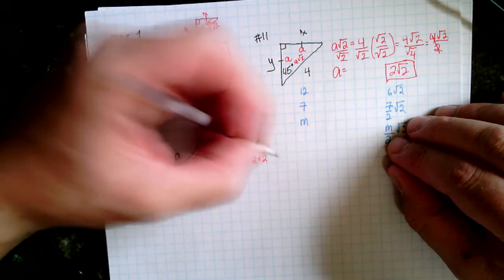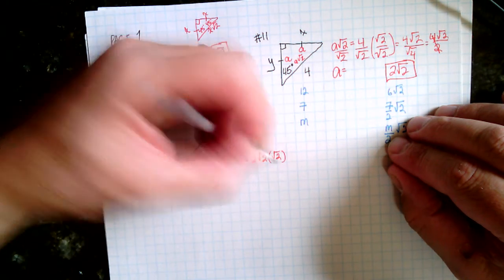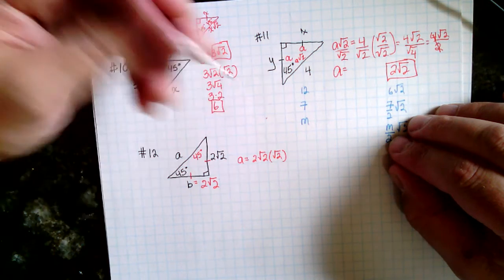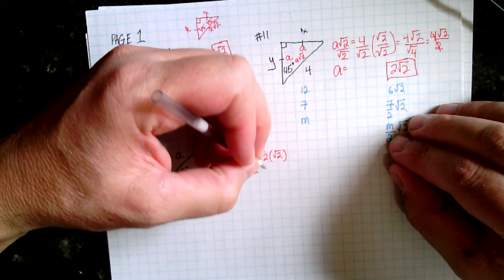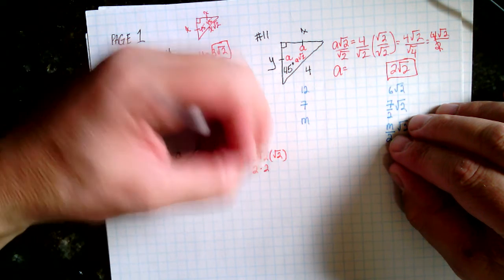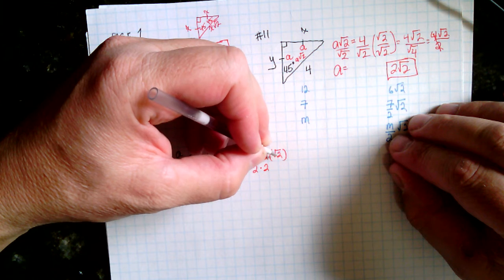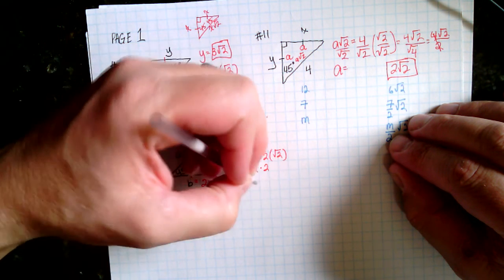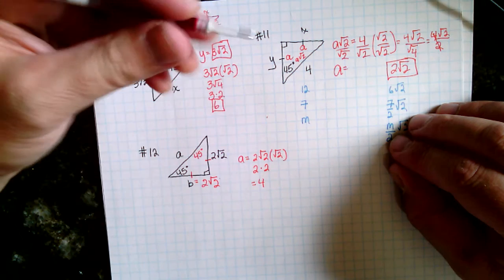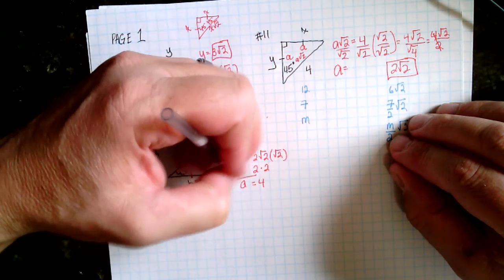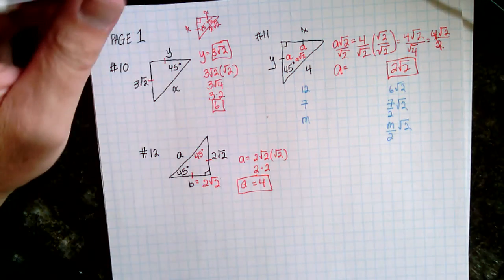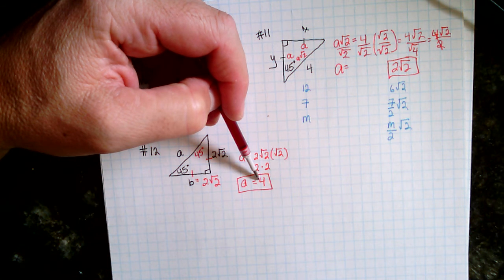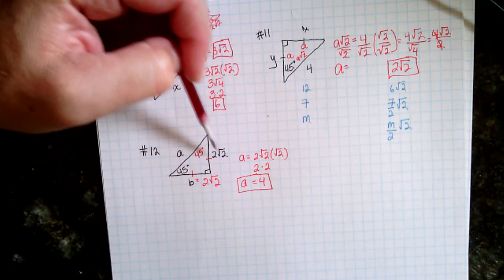So if the leg is 2 root 2, you're just going to multiply that by root 2 again, because you start with this number and you're multiplying by root 2. So that's 2 times 2, because root 2 times root 2 is root 4 is 2, and 2 times 2 is 4. Okay. And that kind of goes with what we talked about in the last problem. If I take half of this number times root 2, I'm back to where I started.